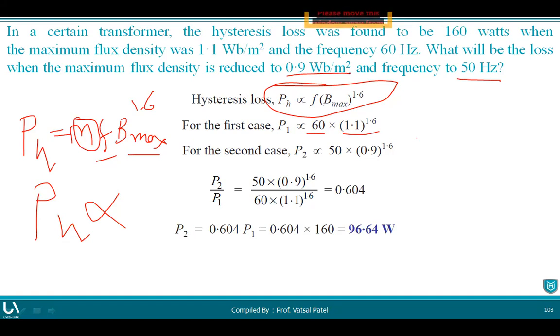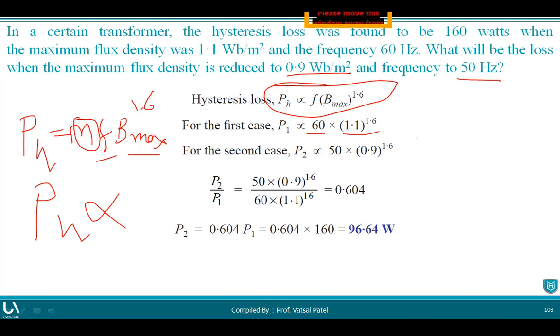because the P1 value is given to you, 160 watt, if you take the ratio of P2 divided by P1, you will get a value of 0.604. Then you can multiply it with the loss of the first case, P1, which is 160 watt. So this is a one-step answer you can get directly if you know the equation of the hysteresis loss. Are you getting it? So what is the value of P2 now? It is 96.64 watt.